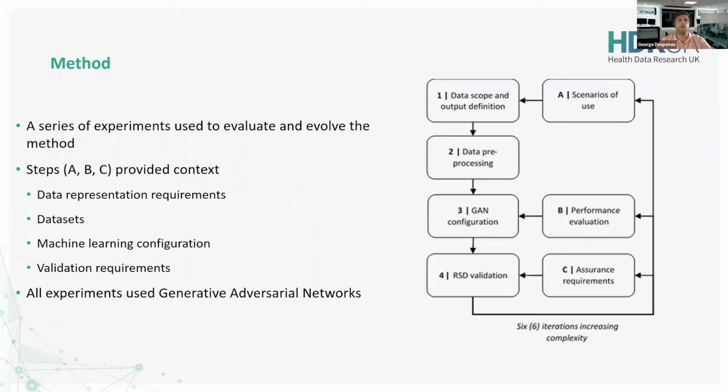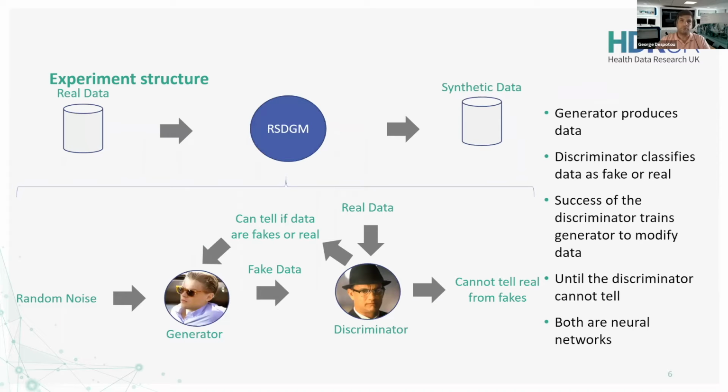For example, if a data set is going to be used to provide recommendations for minority groups or outliers in the real data set, that becomes a lot more challenging than for the average population. All experiments use the generative adversarial networks, and I'll get back to that.